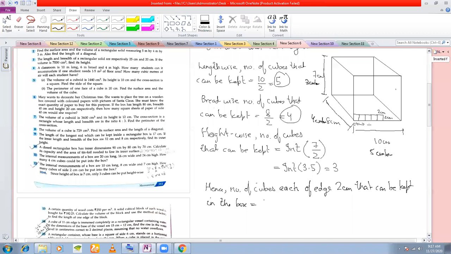So how many cubes are you keeping in total? 5 into 4 into 3, which is 60. So you're only able to accommodate 60 cubes in this rectangular box or cuboidal box. Let us move on to the next question. Interesting question, in fact, the next one. It's number 14.